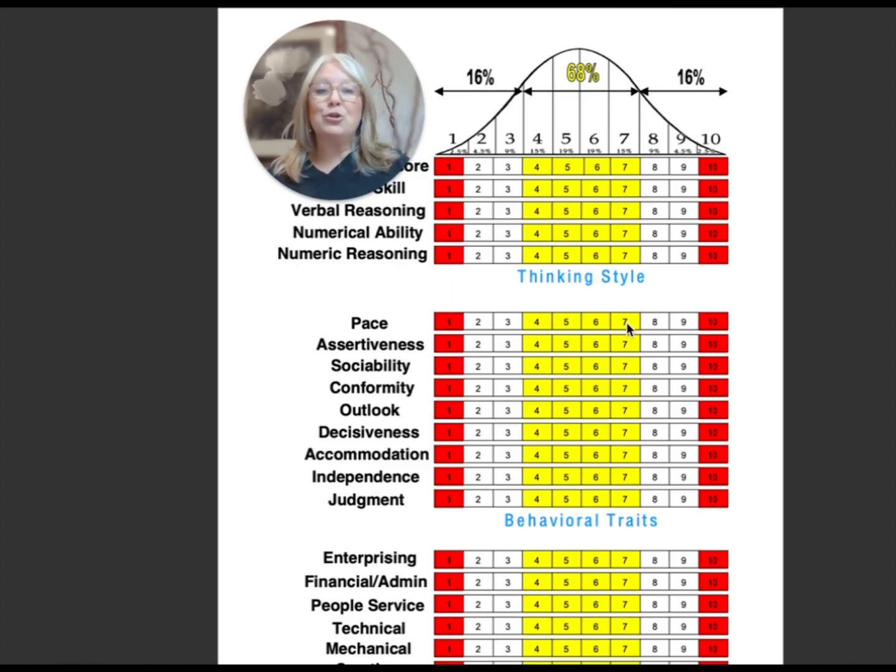Remember, the majority of the population falls between the 4 and the 7. 68% of the population is going to fall between the 4 and the 7. The further you get on the outskirts of the bell curve, the more unique that trait becomes. So if someone scores a 1 on pace, they are more focused on attention to detail than 97.5% of the population. If they are a 10 on pace, they are energized by having multiple things going on at one time, more so than 97.5% of the population. Again, no good or bad, right or wrong, just depends on what we need that person to do.